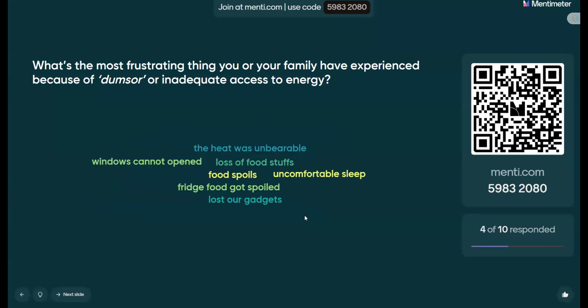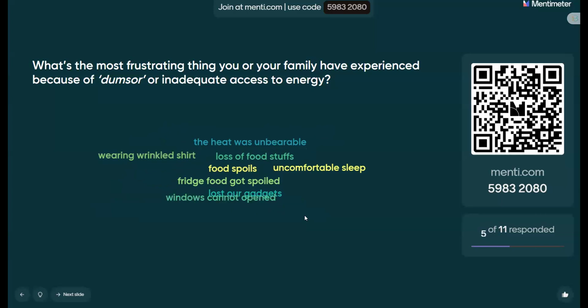The heat was unbearable. I see. Windows cannot open. Lots of foodstuff spoiled, okay. Uncomfortable sleep, yes. Fridge, food got spoiled. Lots of gadgets. Wearing wrinkled shirts, yes.